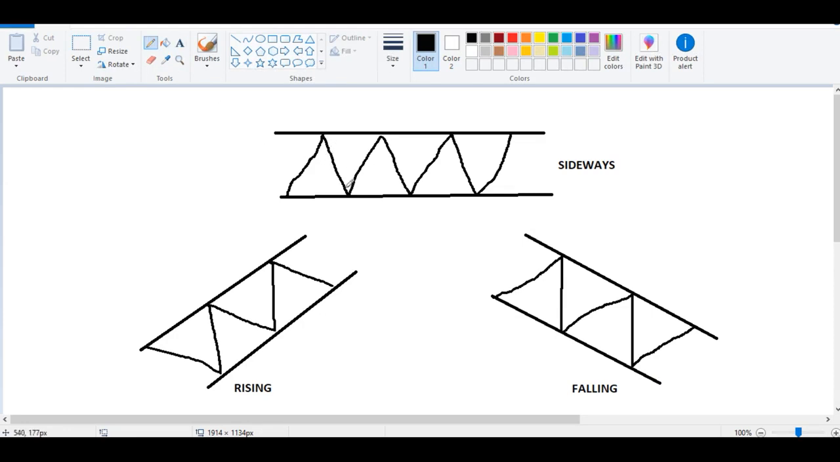Okay, if you look at a sideways channel, it is nothing but two parallel lines where price is making equal highs and pretty much equal lows. Okay, and it is just moving in a sideways formation. So we have two ways we can trade channels. First way is we trade the breakout, and the second way is where we sell at the resistance and we buy at support. So let's look at this.